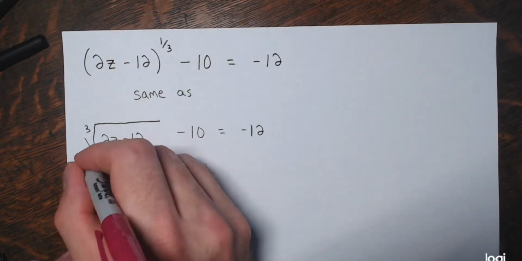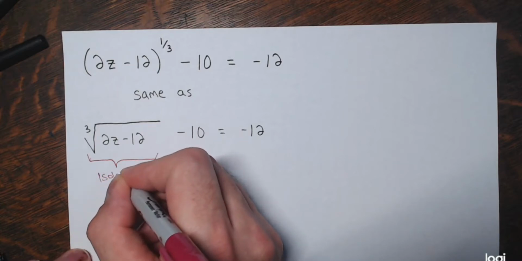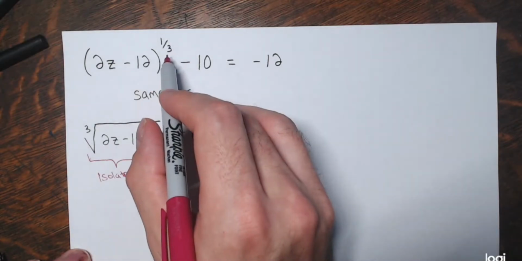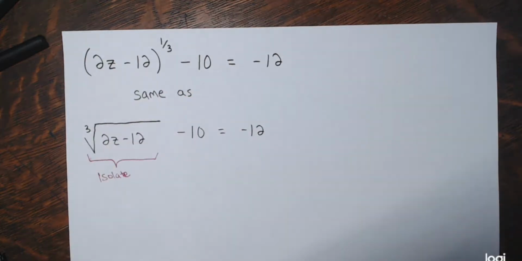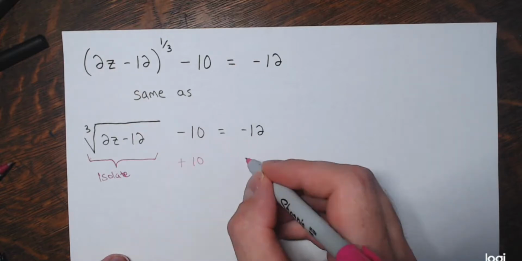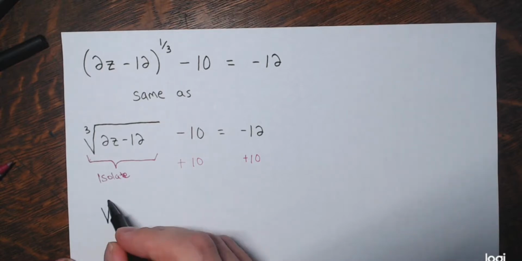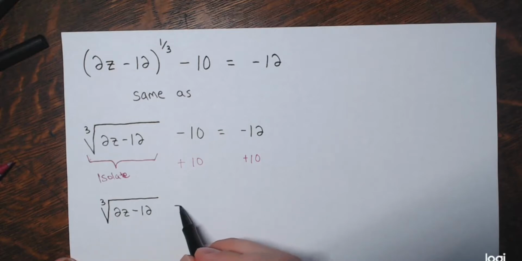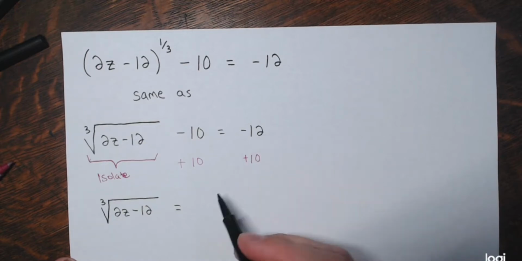You isolate the radical. Right, I want to get this alone on its own side. Isolate the radical, or isolate the fraction power. Fraction power, radical, they're both the same. Get that alone. In order to do that here, I'd have to add 10 to both sides. Alright, so now I have the cube root of 2z minus 12, or 2z minus 12 to the 1/3 power, same thing, equals negative 2.